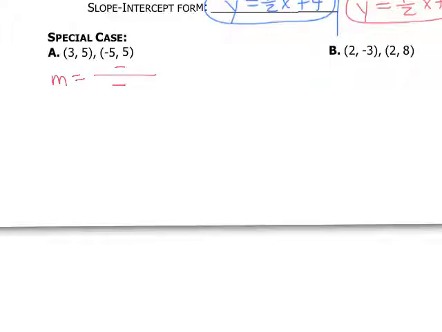So fraction bar and 2 minus signs, y is on top, so 5 and 5, x is on bottom, 3 and negative 5. So 5 minus 5 is 0 on top, 3 minus a negative 5 would be 8 on bottom. So I have 0 over 8. Now this is when some of the old stuff has to kick in. What slope is this?